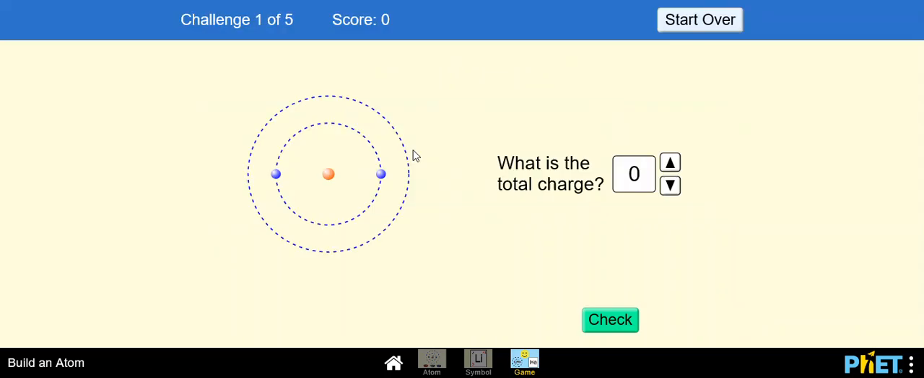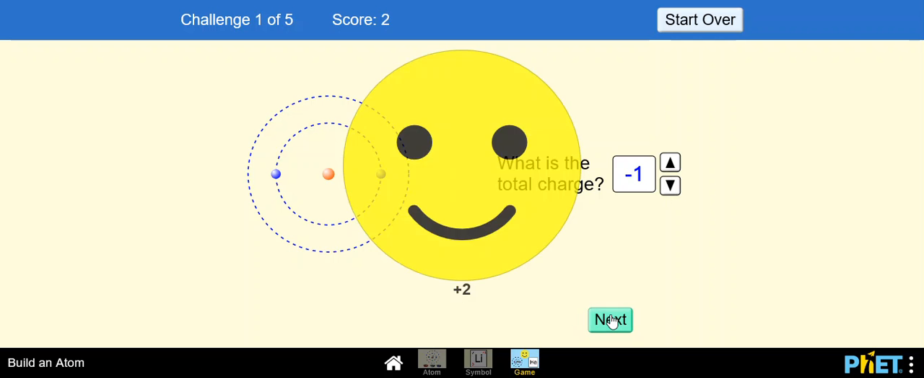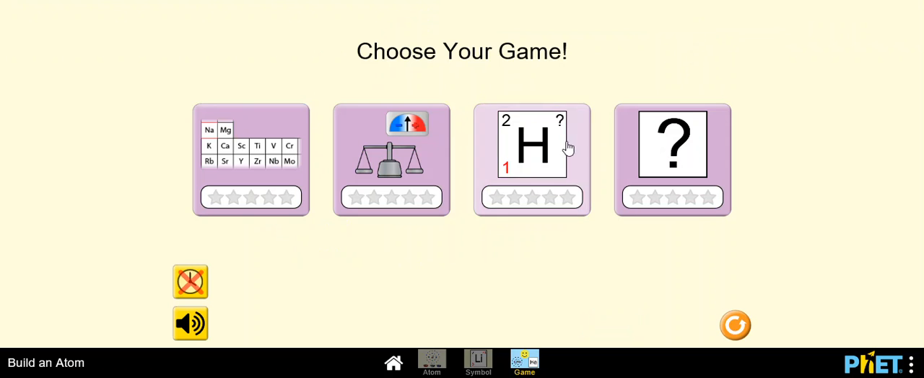For the second game, you have to determine the charge. So this is just like that second question for the previous game. You've got 1 proton, 2 electrons. You do protons minus electrons. So 1 minus 2 is going to give you a -1. So you come over here and you use the down arrows to get you the number that you want. Click check. Okay, that's how you do that game.